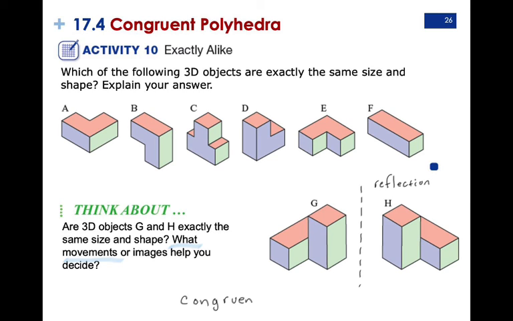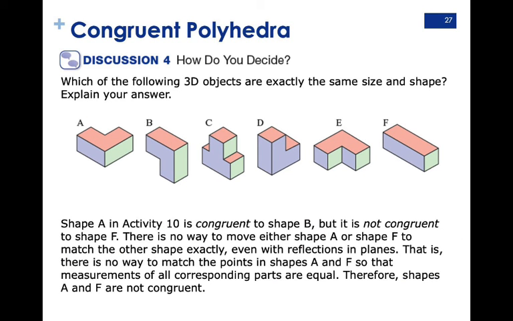And the word we're looking for is congruence. Shapes are congruent if we could do one of those movements. So reflection will count, a turning rotation, or a sliding translation. Again, to be precise with our communication, we would say that shape A is congruent to shape B, but is not congruent to shape F. So congruency.